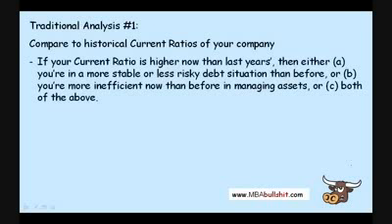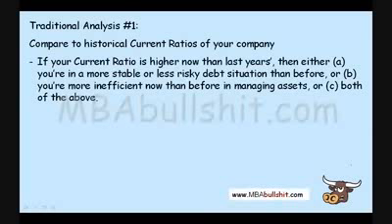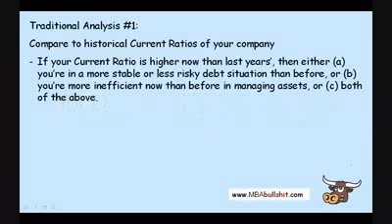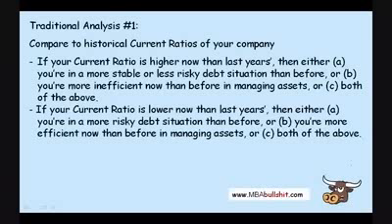If your current ratio is higher now than last year's, then either you're in a more stable or less risky debt situation than before, or it could mean that you're more inefficient now than before in managing assets. Okay, remember I said a high current ratio can indicate inefficiency because you're using too much assets. Or it could be both of the above. If your current ratio is lower now than last year's, then either you're in a more risky debt situation than before, or you're more efficient now than before in managing assets, or both of the above.